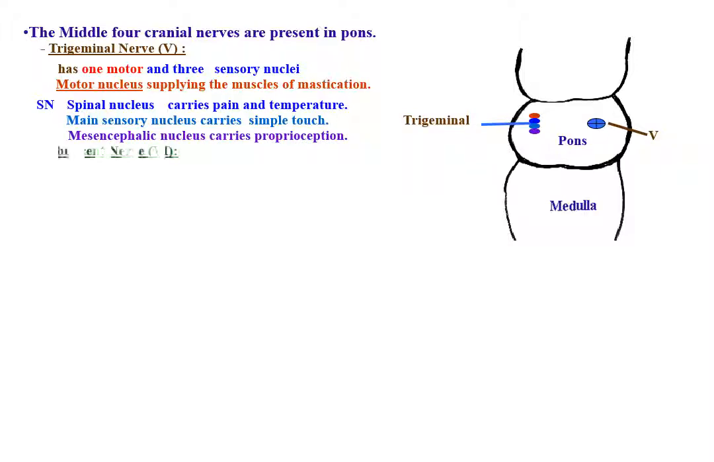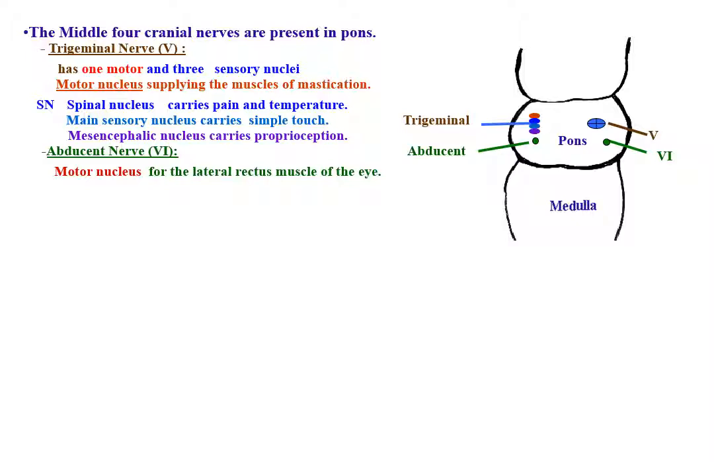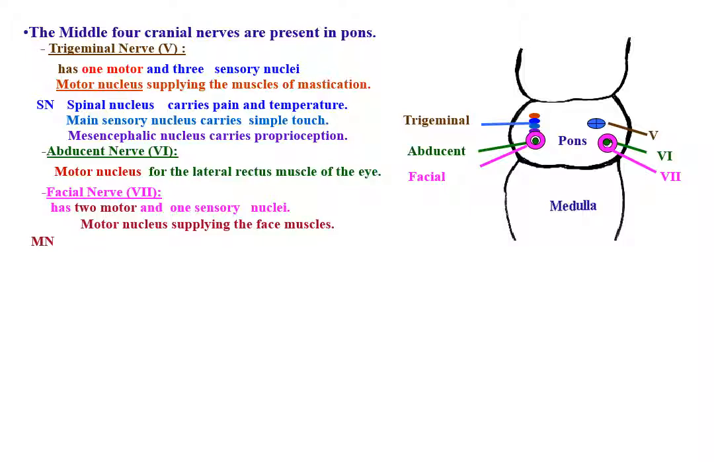Abducent nerve, nerve number 6, has a motor nucleus for the lateral rectus muscle of the eye. Then facial nerve, nerve number 7, has two motor and one sensory nuclei. Motor nuclei are the motor nucleus supplying the face muscles and the superior salivary nucleus. Sensory nucleus is the upper part of the solitary nucleus.